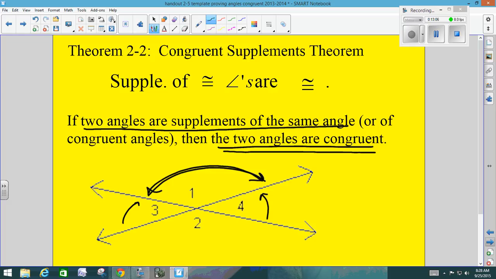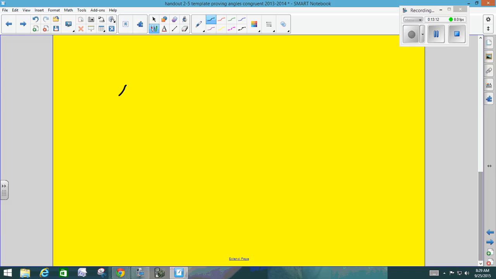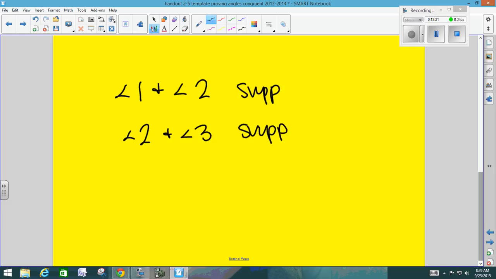Yeah, I mean, we can see it here because they're also vertical angles. But let's say that angle 1 and angle 2 are supplementary, and angle 2 and angle 3 are supplementary. The measure of angle 1 equals 75. Okay? If 1 and 2 are supplementary and 1 is 75 degrees, what's 2 have to be? 180 minus 75, which is 105. So 1 and 2 are supplementary, means they add up to 180. 1 is 75, so 2 is 105.